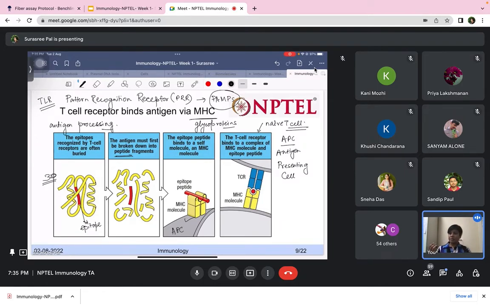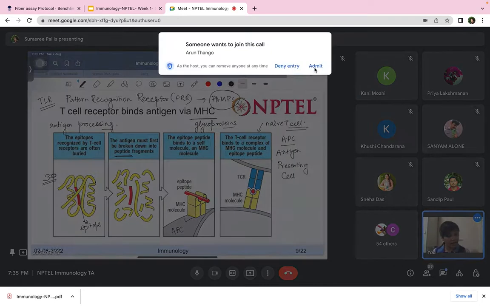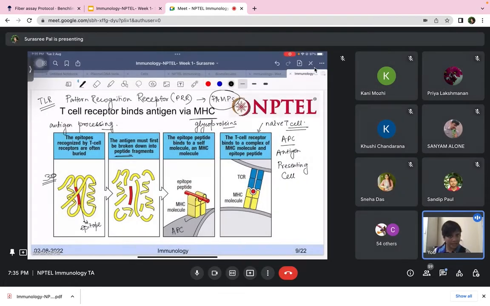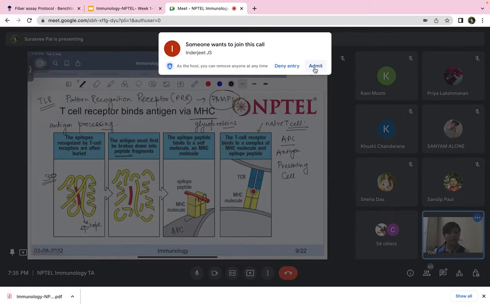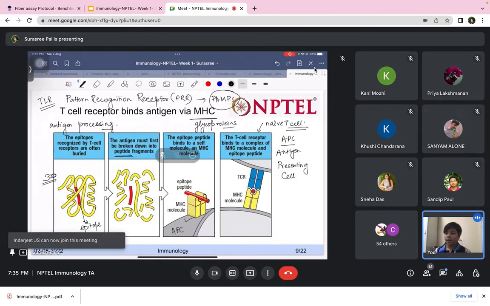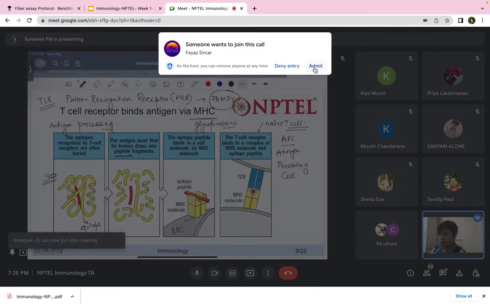And what happens when the MHC molecule presents some antigen, the T cell receptor comes and binds to the MHC antigen or MHC peptide complex, right? And then this kind of interaction between the MHC peptide complex and the TCR actually activates the T cell. So now the T cell is not naive anymore, so it becomes effector T cell, right?